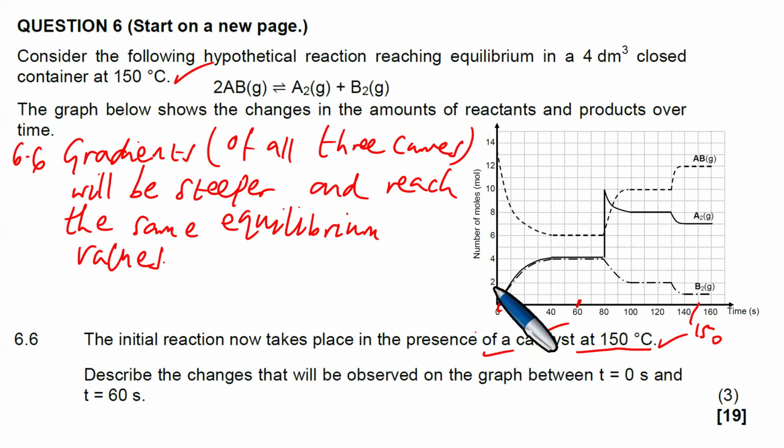Why is this? What does a catalyst do? It speeds up the reaction without taking part. So if it speeds it up, the gradients will be steeper between 0 and 60. Equilibrium is going to be reached quicker than without the catalyst, but they're going to reach the same equilibrium values. This is the difference when the catalyst is added in this case.